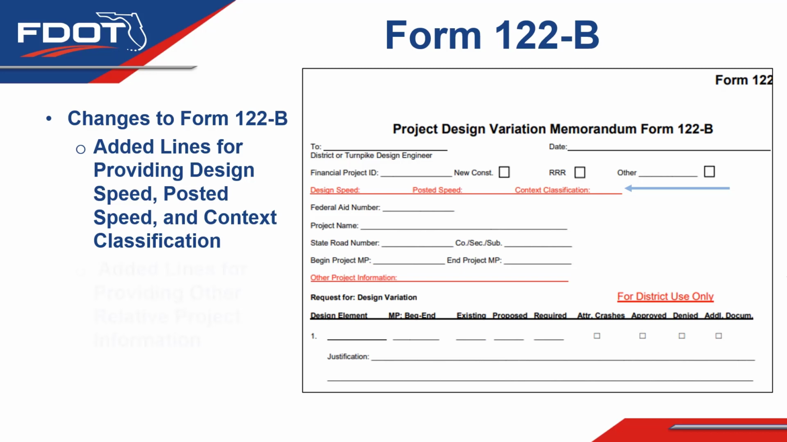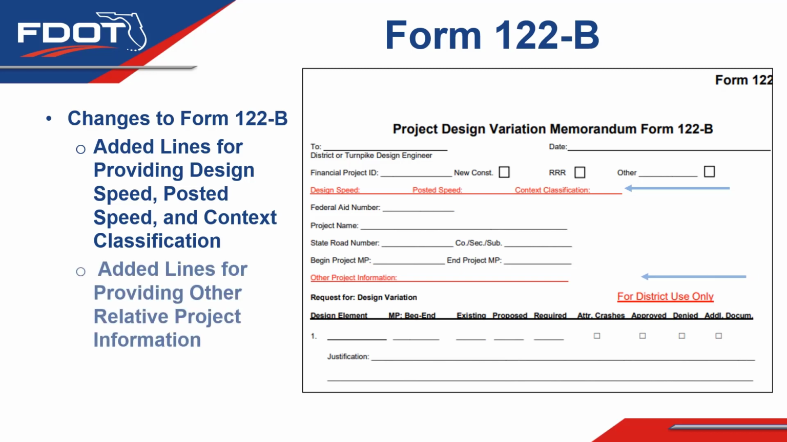There's also a field for other project information where you can add more information such as goes with project information or other relevant information for your project. And we added a heading here showing that the approved, denied, and additional documentation checkboxes are meant for district use only. So hopefully these little additions help provide additional information and clarify things on this form a little bit more.